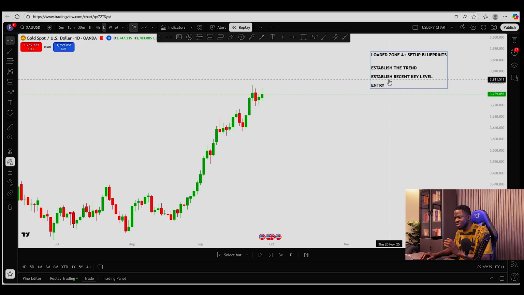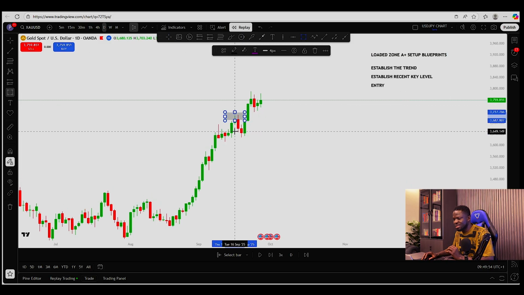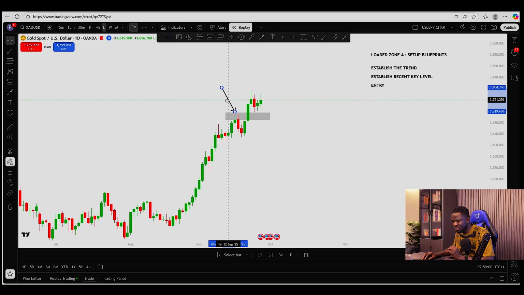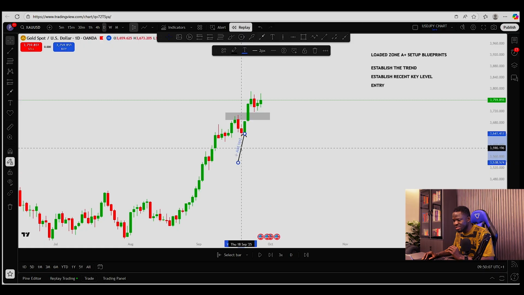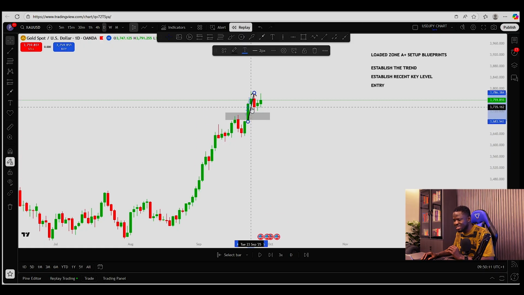The second step is to establish the recent key zone. On the chart right now, this zone was the last resistance that the buyers invalidated to the upper side. This place was serving as a resistance that pushed the price action to the downside before the buyers invalidated the resistance to the upper side.